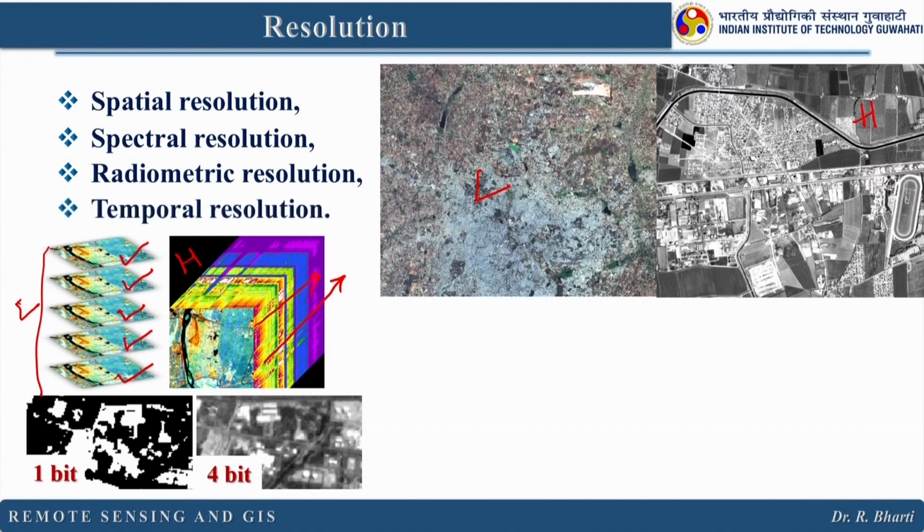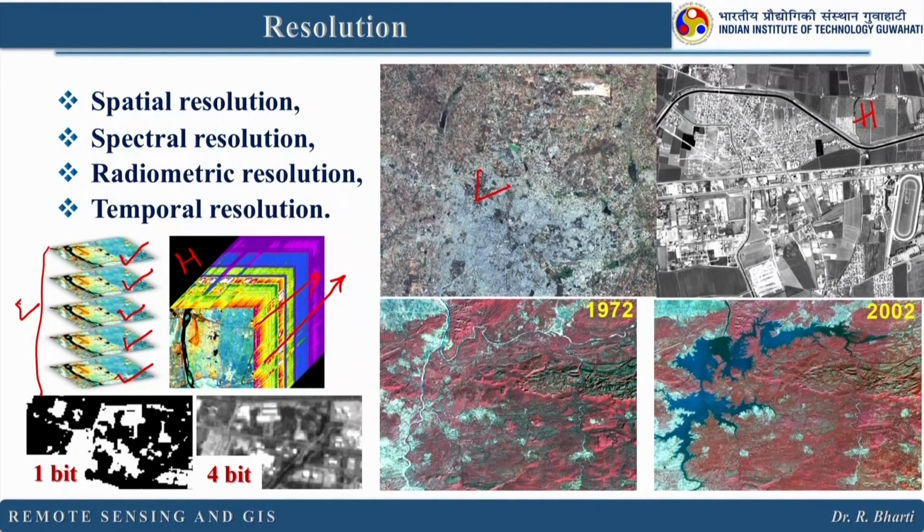And the last one is temporal resolution, where we see whether my satellite has the capability of revisiting this area in 1 day, 2 days, 4 days, 10 days, or maybe after a year. So, the repeatability of the satellite to acquire images of the same area at the same time.